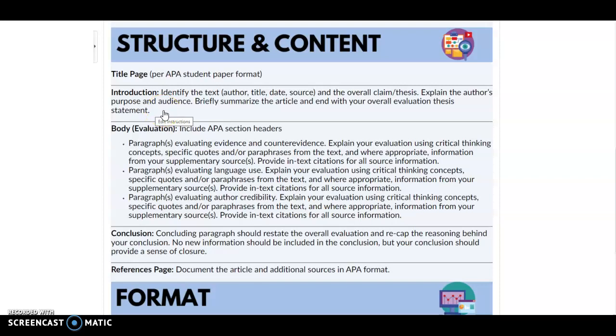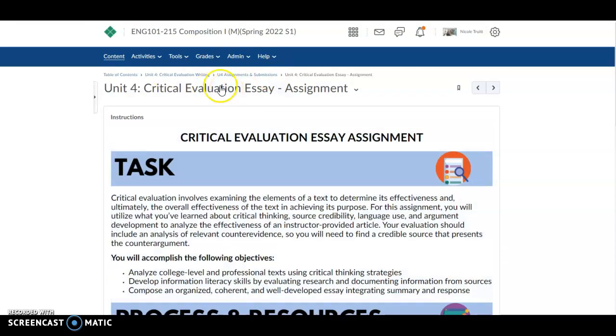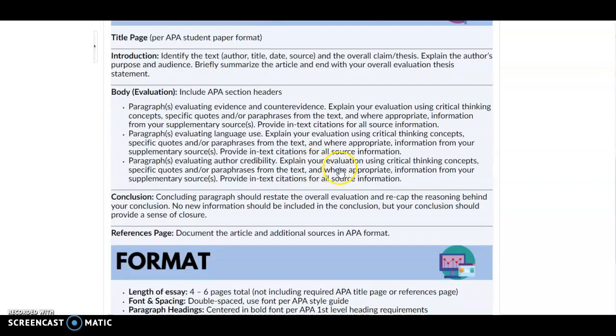It doesn't matter whether you agree or disagree with the author. What we're asking you to do in this paper is evaluate. That's why it's called a critical evaluation. Evaluate means to judge. So your job is to judge this article and try to determine whether or not the article is effective or not.